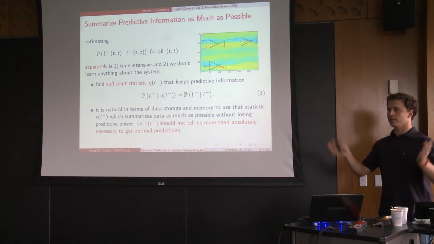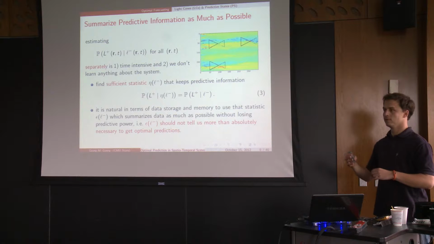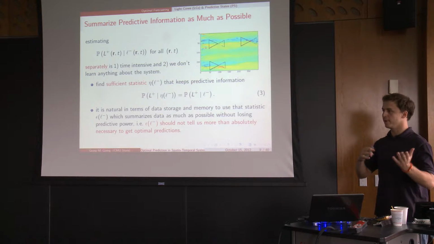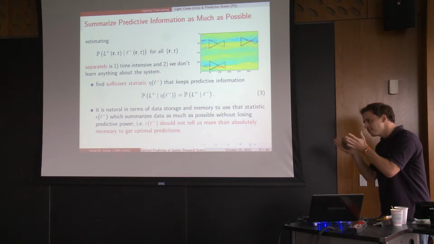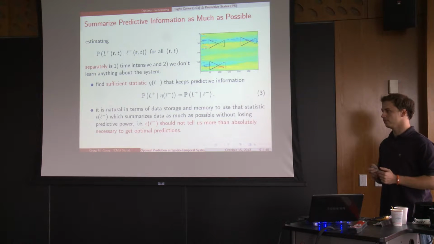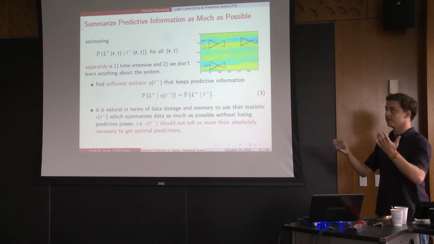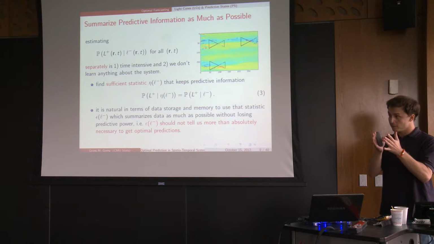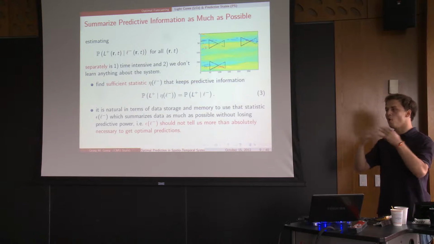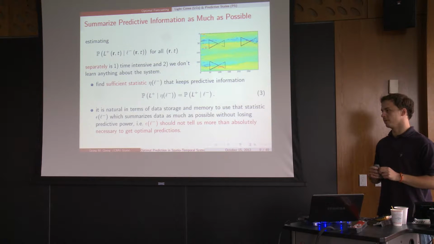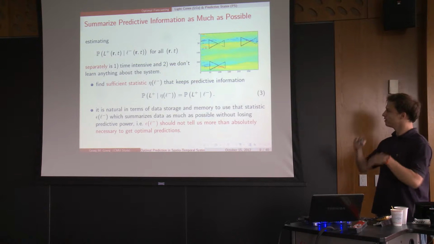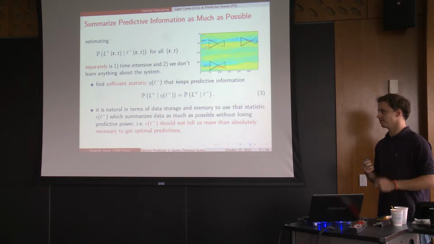Now there are different degrees of summary. It's kind of natural in data storage and memory. I want to summarize these light cones as much as possible without losing predictive power. Or, in another way, I want to find a function of the past light cones that doesn't tell me more than absolutely necessary to make optimal predictions. For those who know, it's a minimal sufficient statistic for prediction.